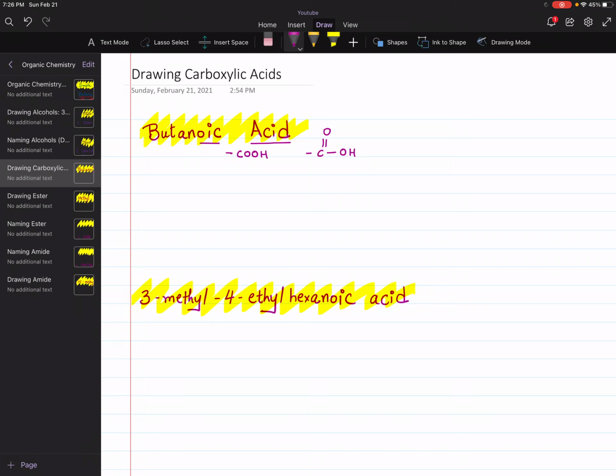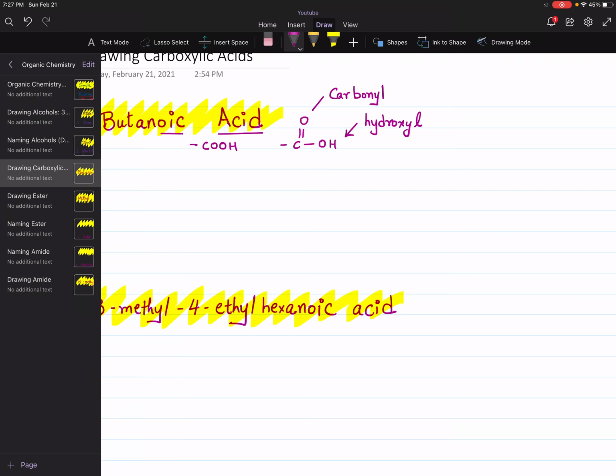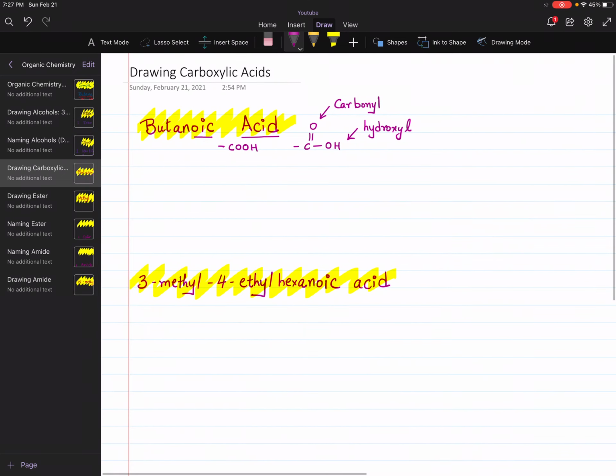The reason why it is called a carboxyl group is because it has a hydroxyl group here. This is the hydroxyl component, and this is the carbonyl component. So if you have carbonyl and hydroxyl together in the same functional group, it becomes a carboxyl group. All right, perfect. So we have that clarified.